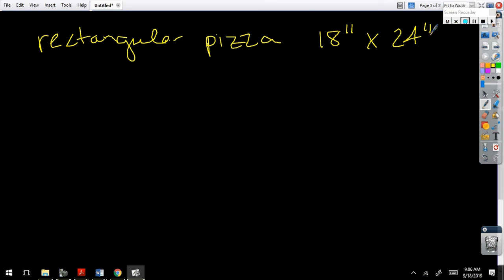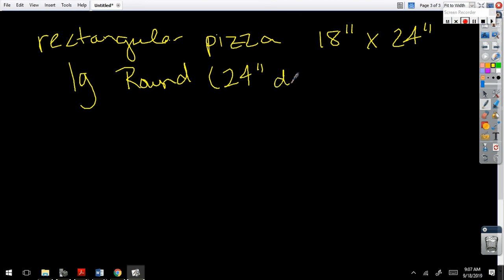What does diameter mean, by the way? The distance is actually the distance in the middle, crossways through the middle of the pizza. So if I'm looking at a circle, this is the diameter all the way across. What do you call half of the diameter? Good job, the radius.